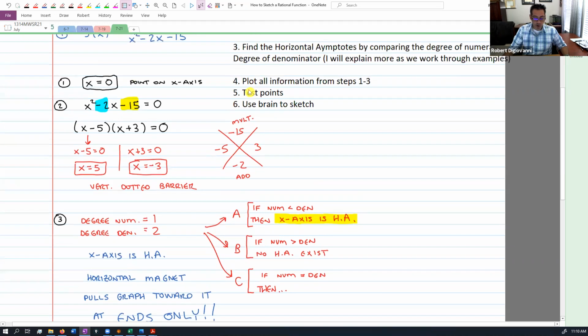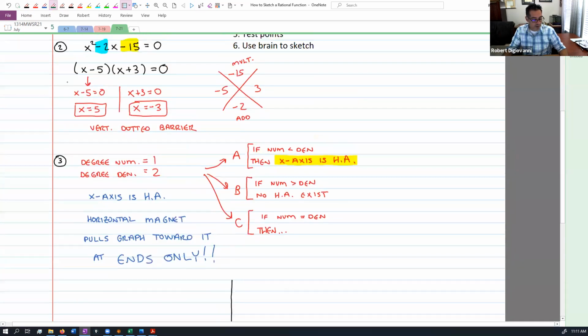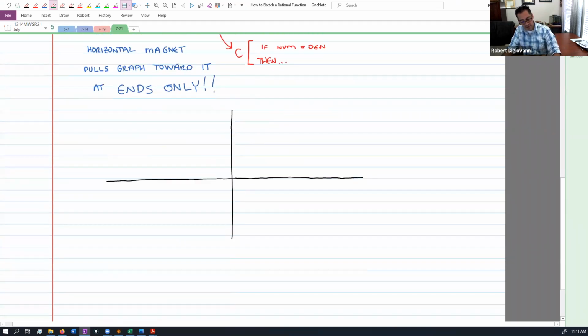Now, step 4 is to basically get all the information we got from steps 1, 2, and 3 and put them all on a graph. So now we start trying to put the graph together. So I'm going to draw my X and Y axes here. And I'm going to draw the graph in green. Okay, so starting with the first step, we have an X-intercept, which is an actual point that's on our graph, and it's at X equals 0, and it's on the X-axis. So that's right here. I know that that point belongs to my graph for sure.